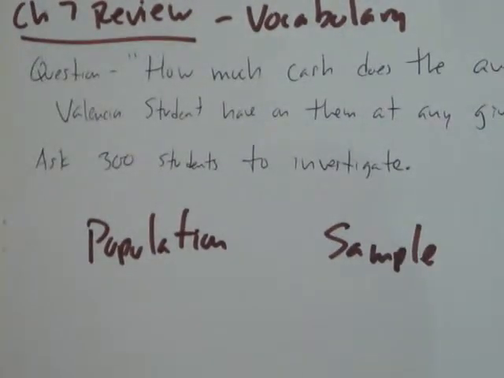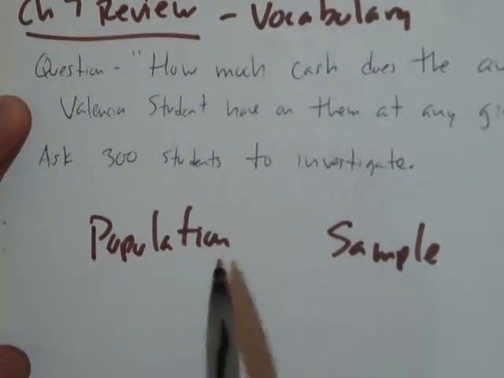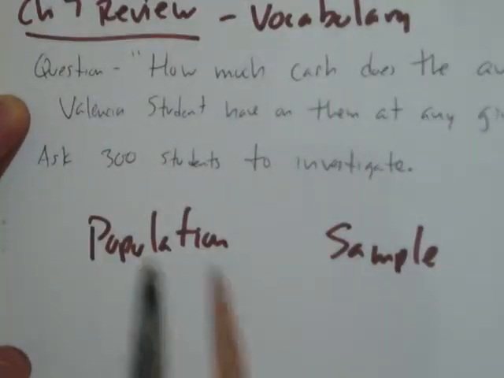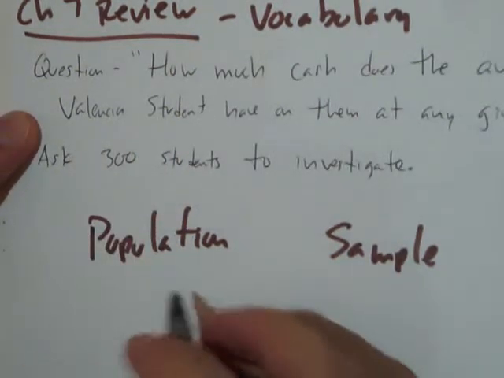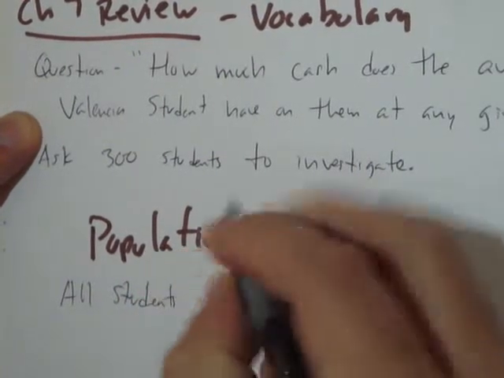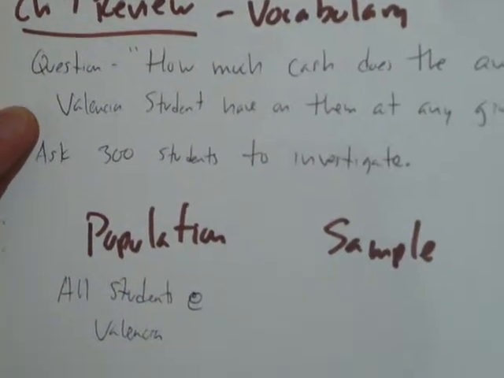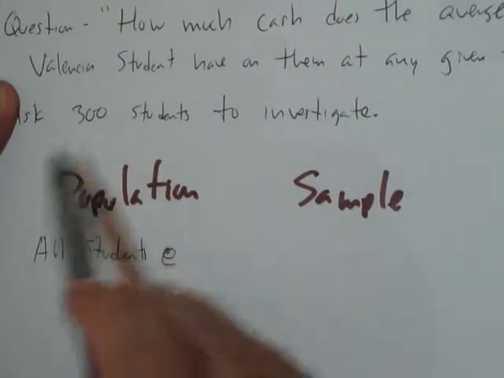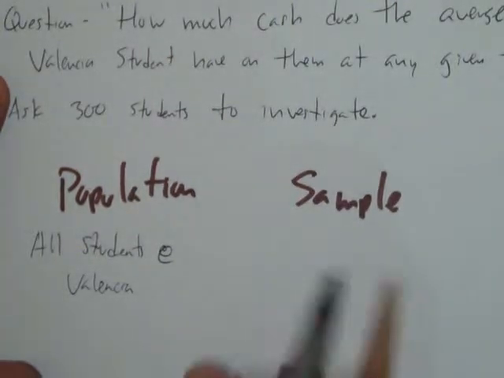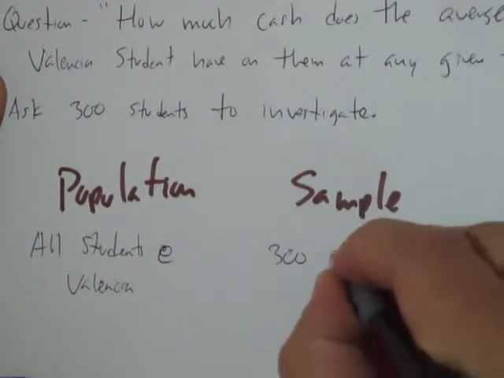In this example, the population of interest, if we look at our question, is the amount of cash that an average Valencia student has. That's our population: a Valencia student. The population would be all students at Valencia. We're trying to figure out something about that big group, the big picture. The sample we used was the 300 students that we asked. So our sample was our 300 students.